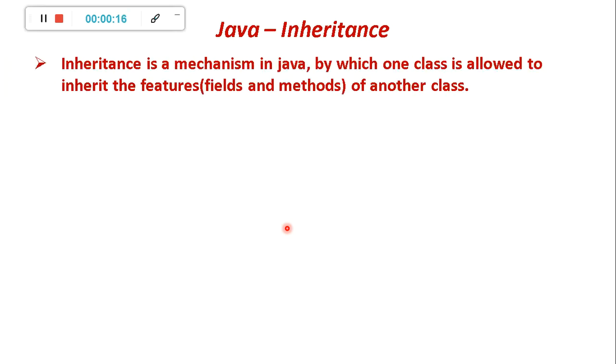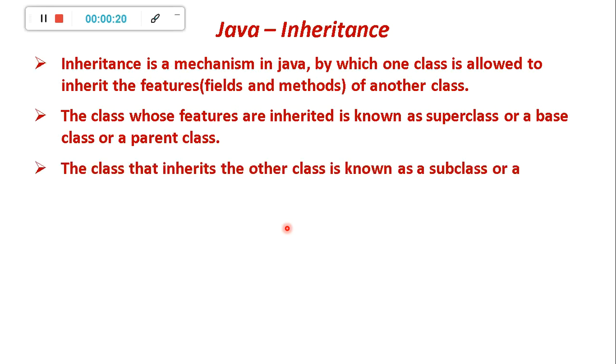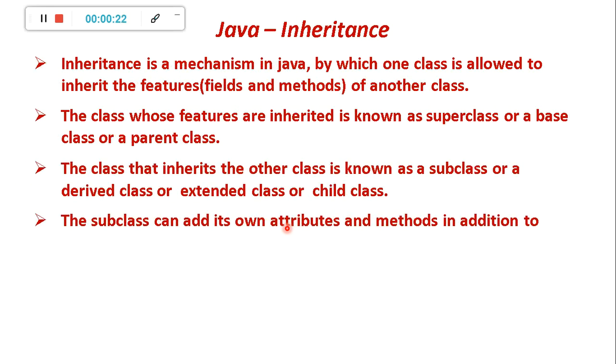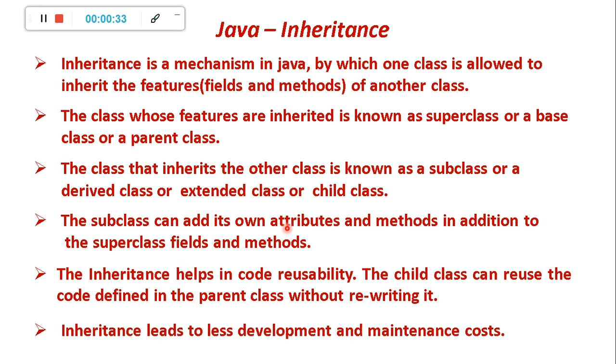Inheritance is a mechanism in Java by which one class is allowed to inherit the features of another class. The class whose features are inherited is known as superclass, base class, or parent class. The class that inherits the other class is known as subclass, derived class, extended class, or child class.